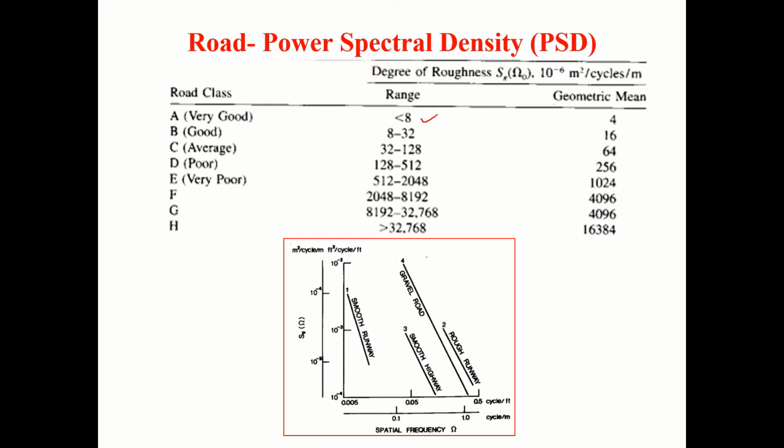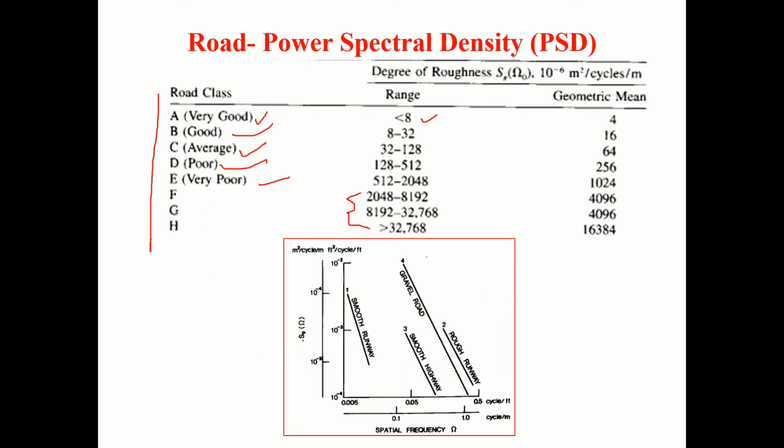If this value is less than 8, geometric mean is 4, it's a good road class. If it is between 8 and 32, it is a good road. 32 to 128, it is average, poor, very poor. If you are having this kind of power spectral density, then I think the roads are very, very bad.